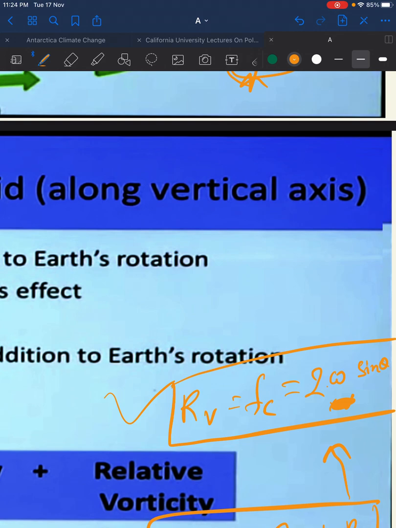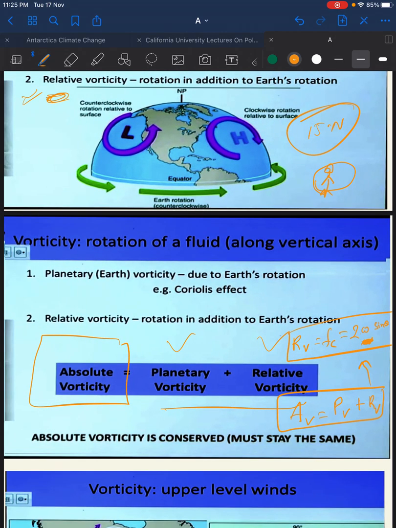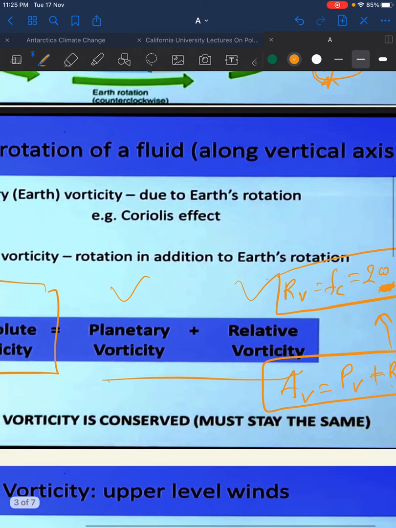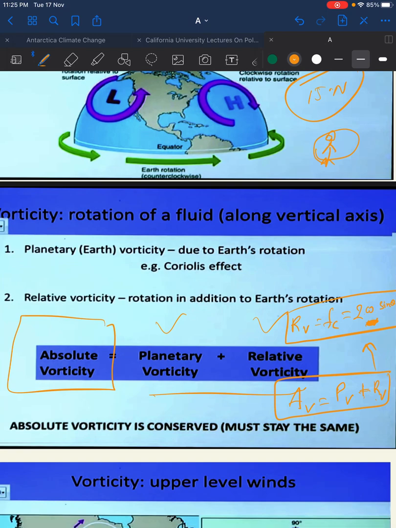This theta is basically the latitude. So if you get a numerical like this, they will simply give you the value of planetary vorticity and they will give you the latitude. Just put this formula in to find the Coriolis parameter and just add this Coriolis parameter to PV. PV is what? Planetary vorticity. You will get absolute vorticity. Okay, is this clear?